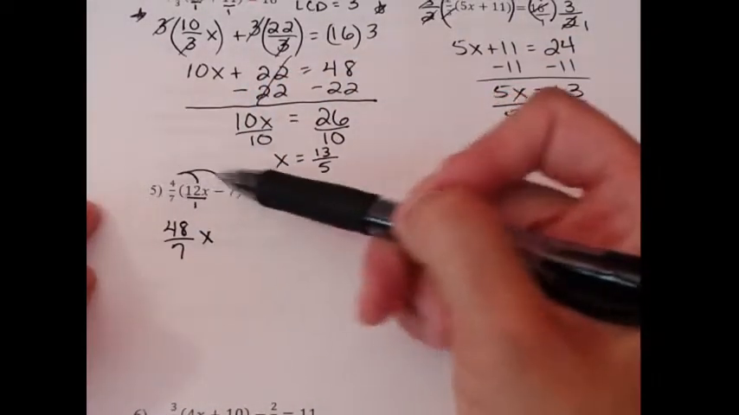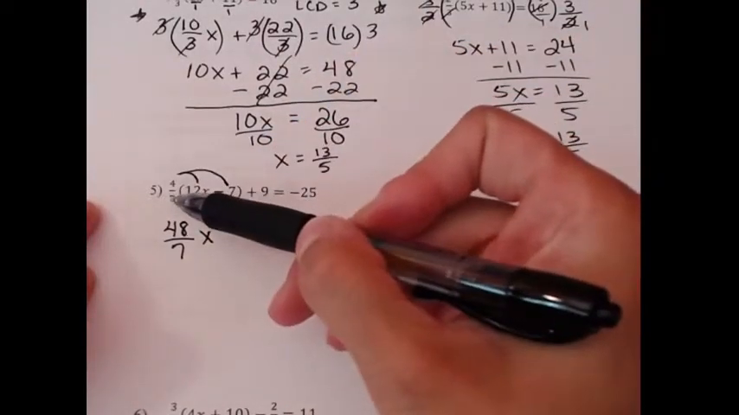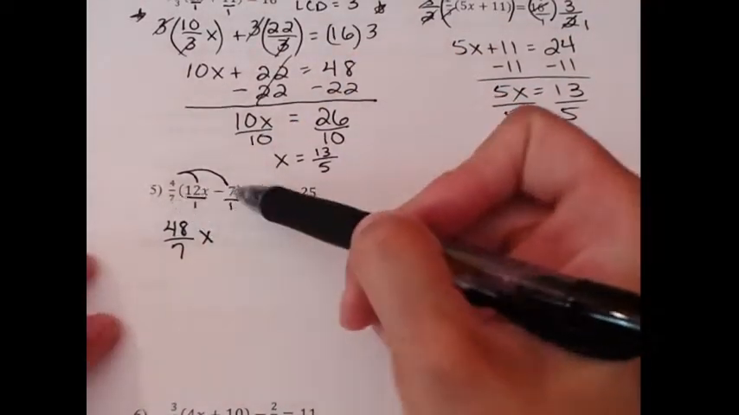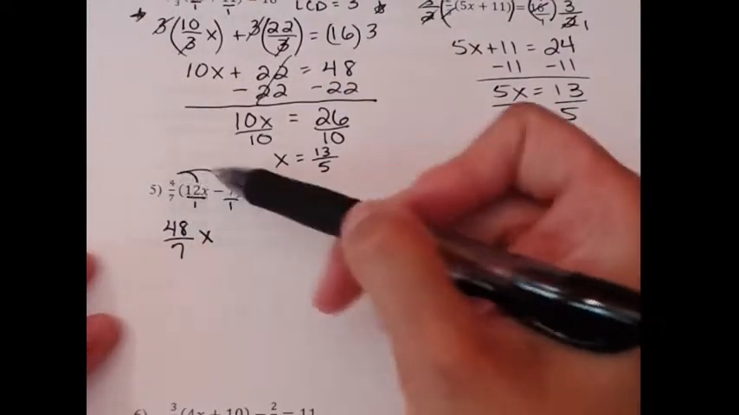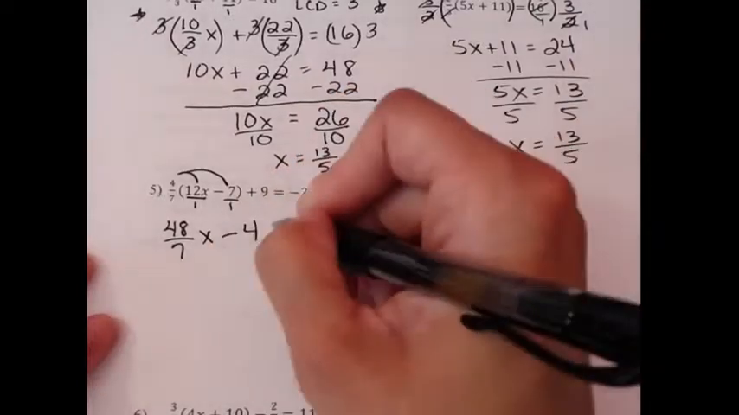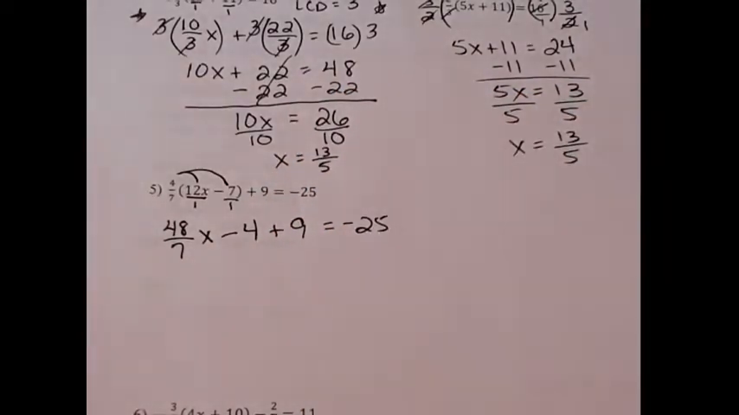Next, we have 4 over 7 times negative 7. Again, place that over 1. We can recognize that these 7s are actually going to cancel. So 7 goes into 7 once, so 4 times negative 1 is negative 4. Then we have plus 9 is equal to negative 25.